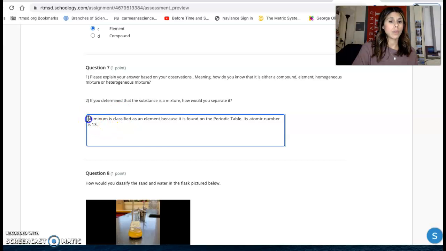For the second part, if you determine that the substance is a mixture, how would you separate it? Well, it's not a mixture. It's a pure substance, and it's an element. So we don't have to do the second part of the question.